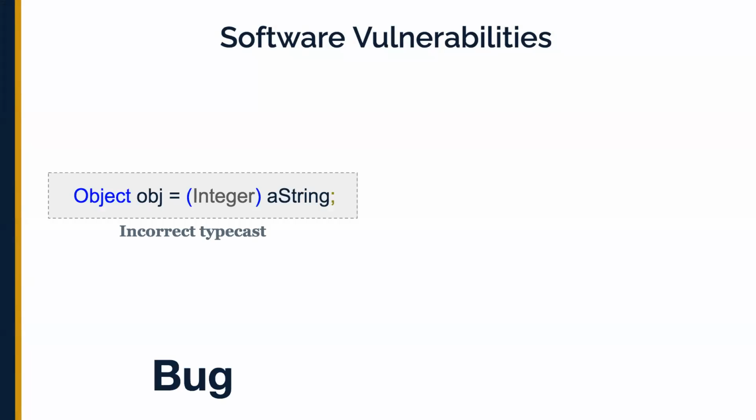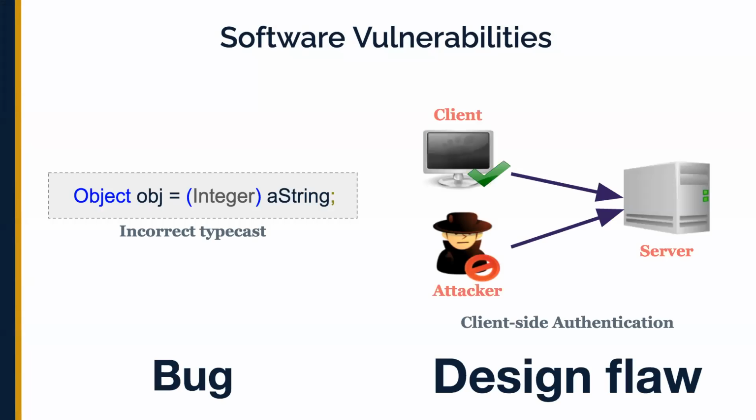So software vulnerabilities are caused by either a bug or a design flaw. Bugs are basically programming mistakes that can lead to a security implication. And design flaws are at a deeper level, in the sense that they happen during the design of the software rather than during the implementation. An example of that is client-side authentication, in which the architects placed the authentication on the client side rather than on the server side, and then attackers can easily bypass the authentication mechanism.